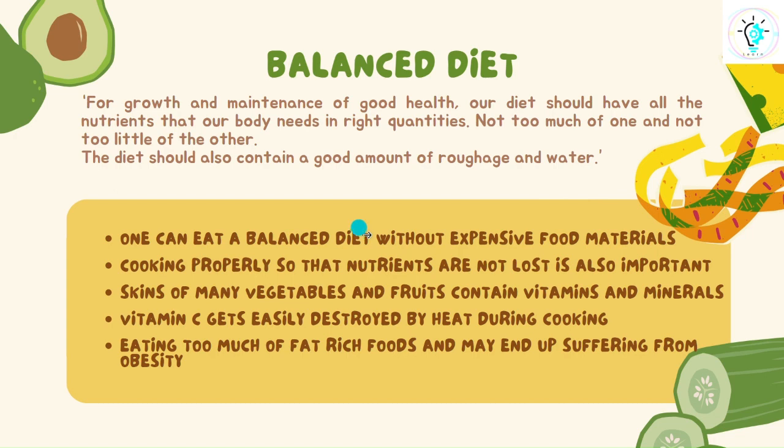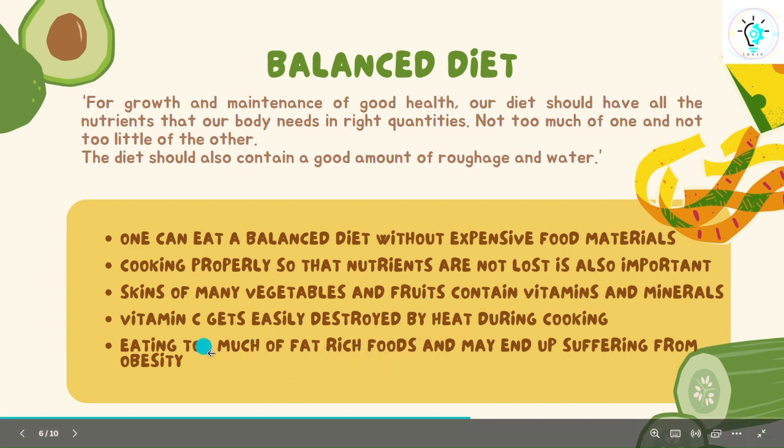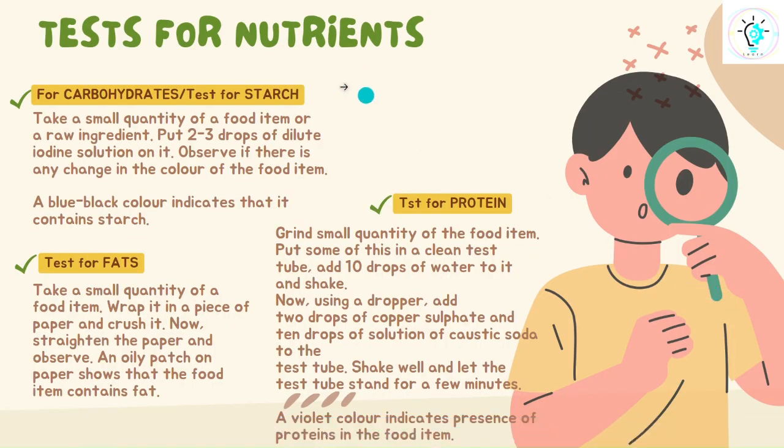We should always remember that we can have a balanced diet without spending too much on food materials. We should also remember that cooking properly is necessary so that nutrients are not lost during the process of cooking. Should also remember that the skin of many vegetables and fruits contain vitamins and minerals. During cooking, vitamin C can easily be destroyed by the heat, and eating too much fat-rich food can lead to obesity. Now learning one of the most important topics, that is test for nutrients.